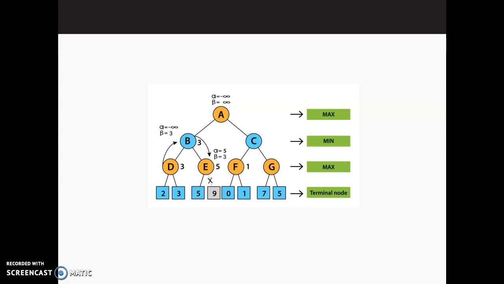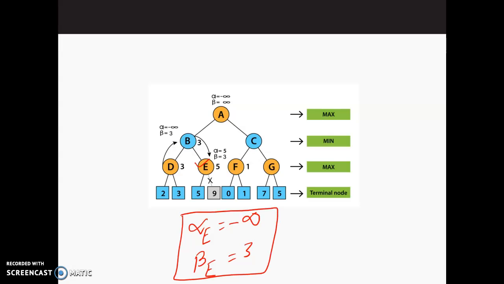So here again you can see we will move to the E, and the rule says that this node will pass the value of alpha beta to the successor node. So from this we got alpha value at this node is minus infinite, and the beta value at node is 3, because it will transfer the value of alpha beta from node B to node E.